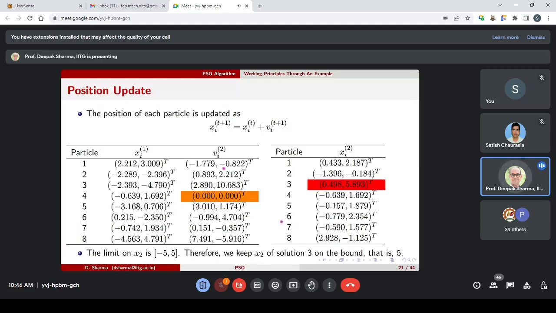Now here there is one observation. The thing which I have made in orange color is 0, 0. For particle 4, the velocity remains 0. However, for the other particles, there is some velocity value. The reason is that, as you remember, the global best of the swarm was particle 4.